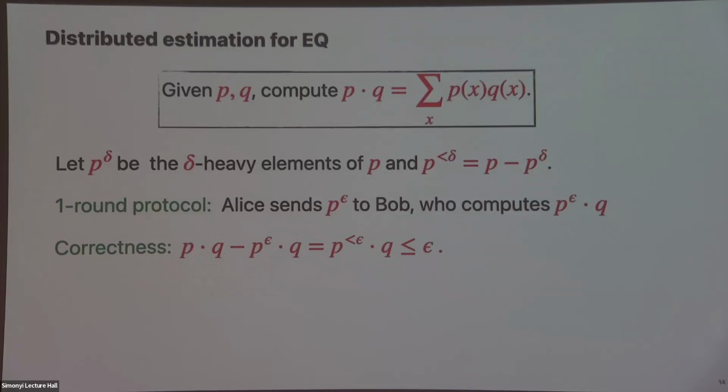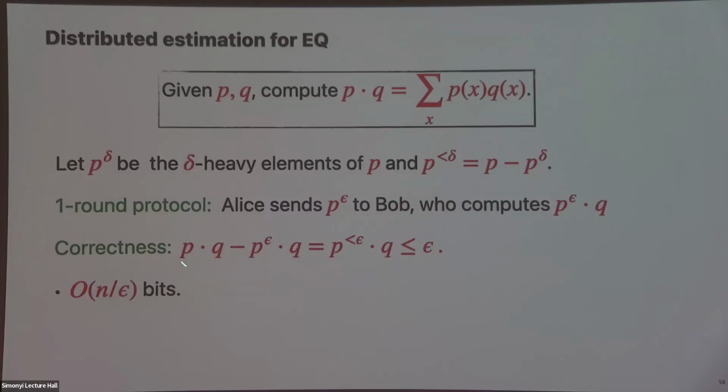I'm sure everybody sees it, but I'll still belabor the proof. Why is this correct? I wanted to compute P dot Q. I actually computed P epsilon dot Q. So what did I miss? I missed exactly the inner product of the tail, the P less than epsilon times Q. But what is P less than epsilon times Q? It is the expectation of the vector P less than epsilon under Bob's distribution Q. And since this is bounded in L infinity by epsilon, by definition of the tail, this can be at most epsilon. So therefore, we only miss epsilon.